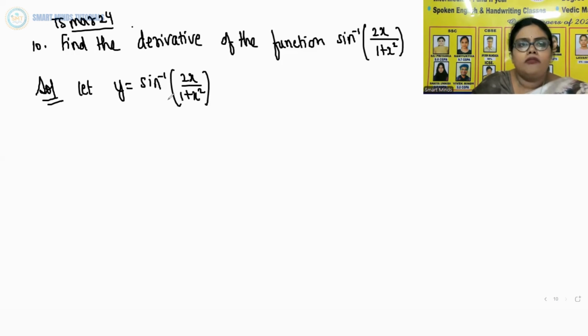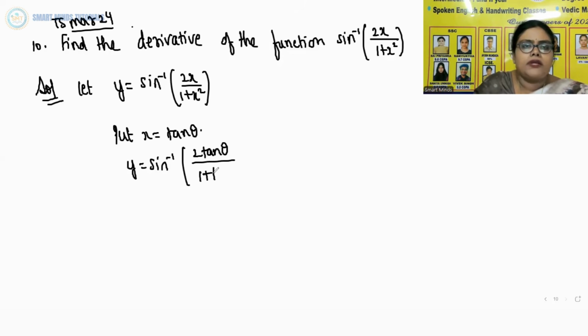So here we use substitution. Directly we don't like to differentiate sine inverse and then use the u by v rule. Instead we can take substitution here. So put x is equal to tan theta. So y will become sine inverse of 2 tan theta by 1 plus tan square theta. This is the formula for sine 2 theta. Now sine and sine inverse will be cancelled and you will be left with only 2 theta.